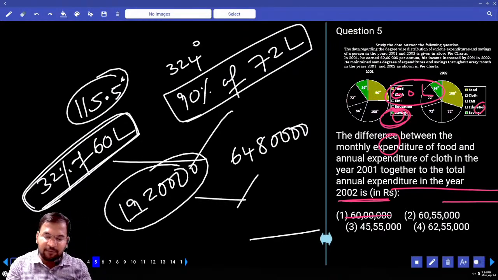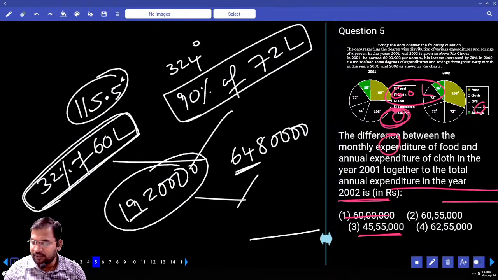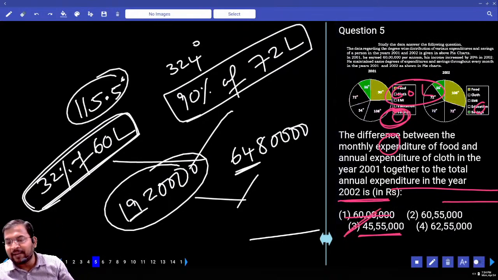Now if you subtract 19 from 64, it is 45. And our answer starts with 45. So which option is there? Approximately 45 lakhs, okay, Nana? They are asking for the difference only.